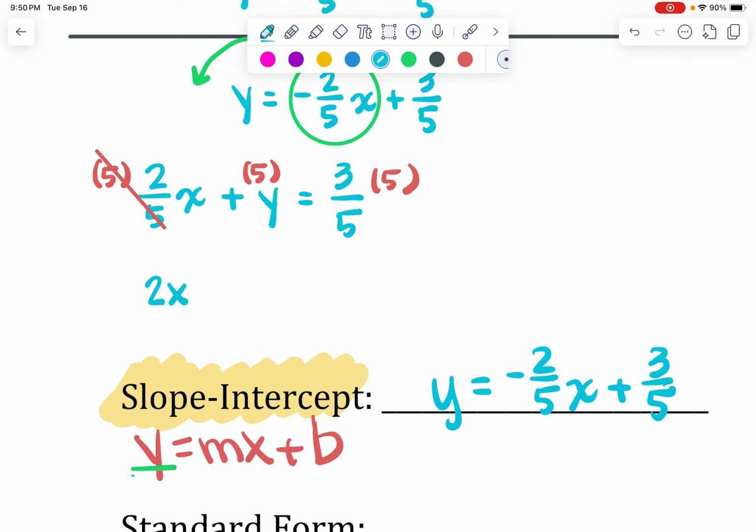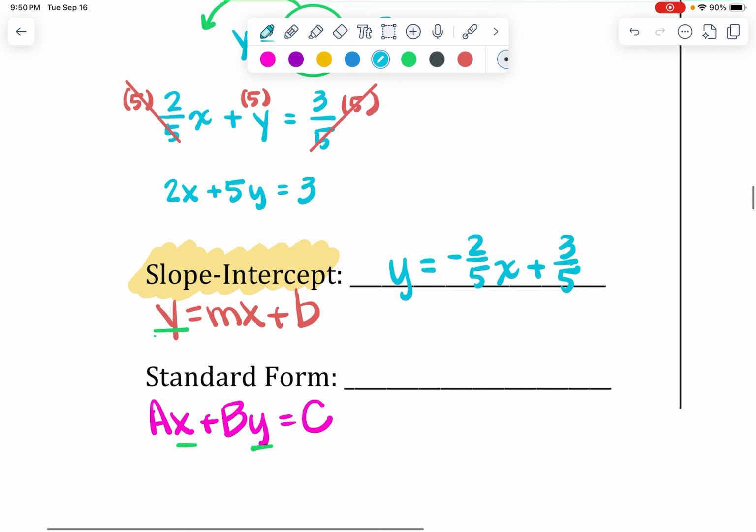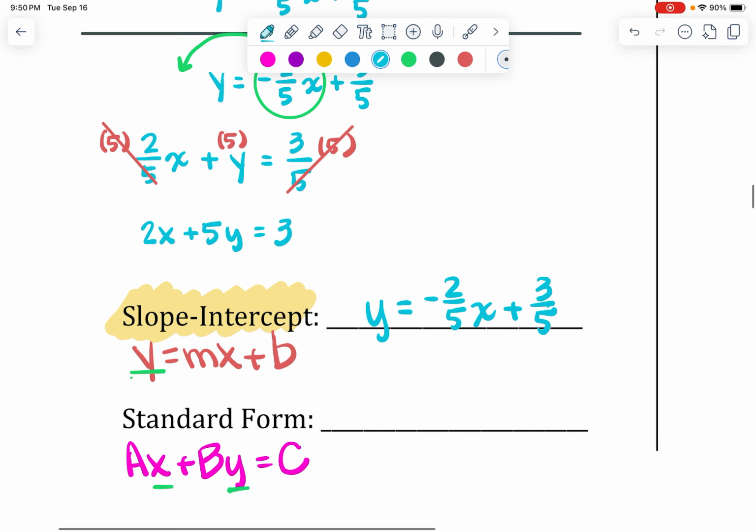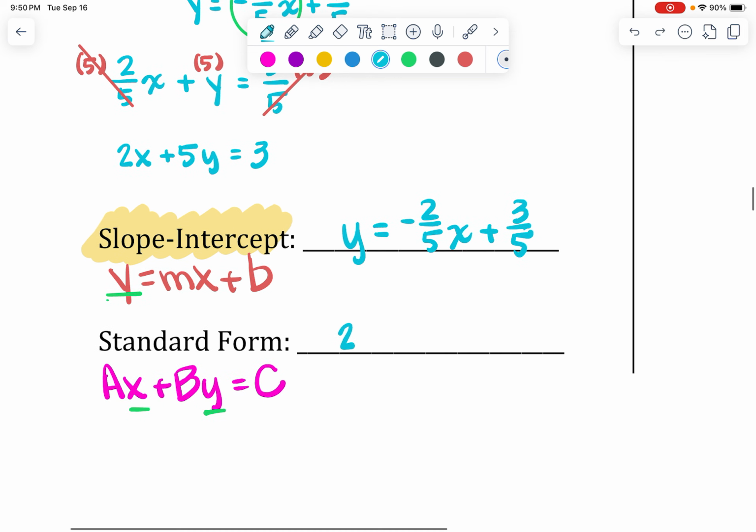So we get 2x, 5 times y is plus 5y, and then equals, and of course the canceling is happening over here as well, right? And so that's just going to give us 3. Again, if you struggle with that, use your calculator, right? Just type in 3/5 times 5, and it'll tell you that it's 3. Okay, so 2x plus 5y equals 3.